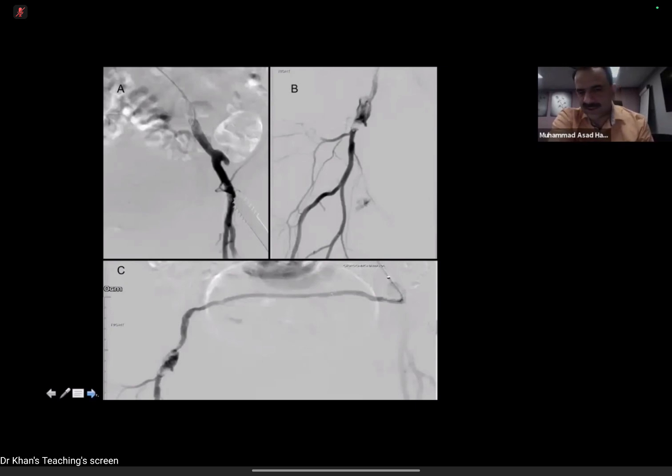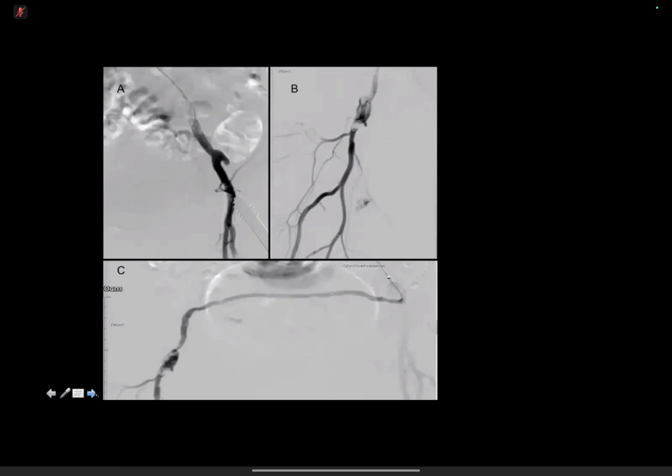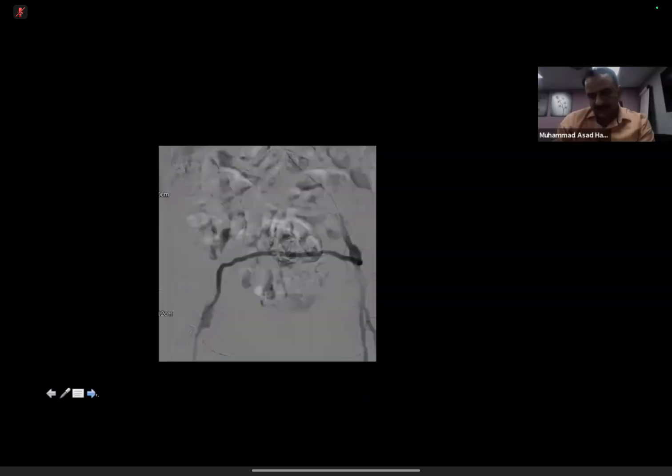The image C is basically after some mechanical thrombectomy has been performed, and that is showing some open vessels. So after that, the chemical thrombolysis was commenced. Okay. All right. Now, thrombolysis images. And these are the images shown.